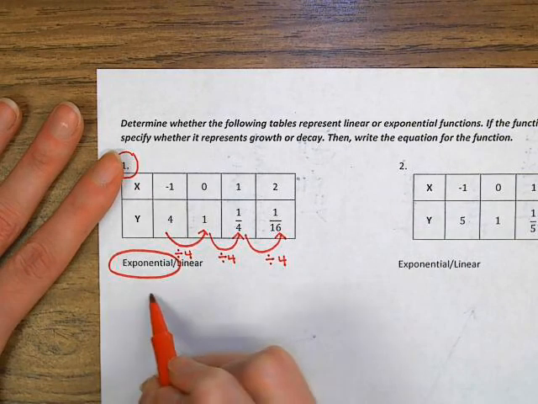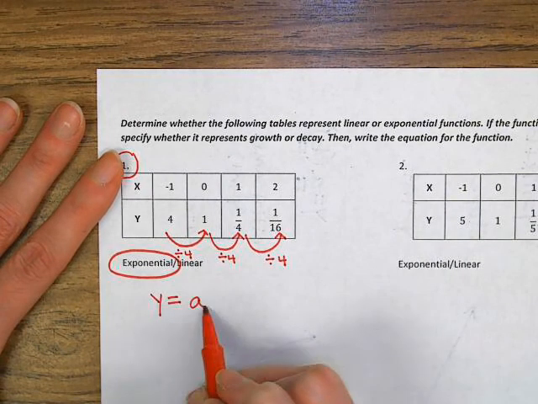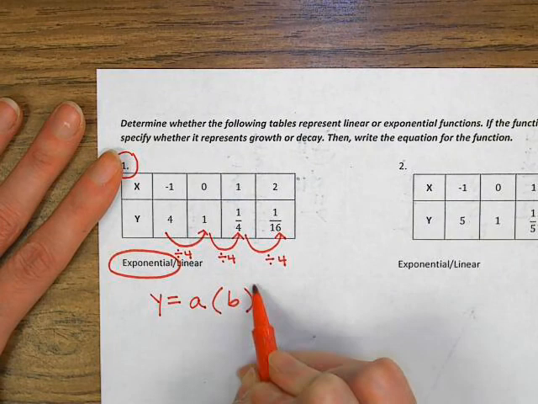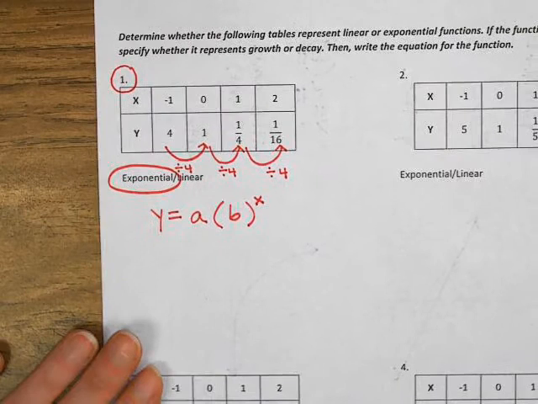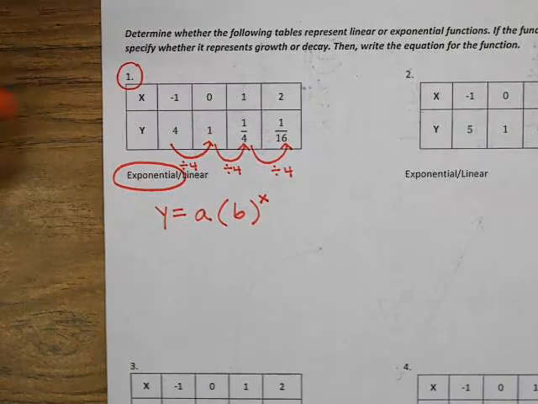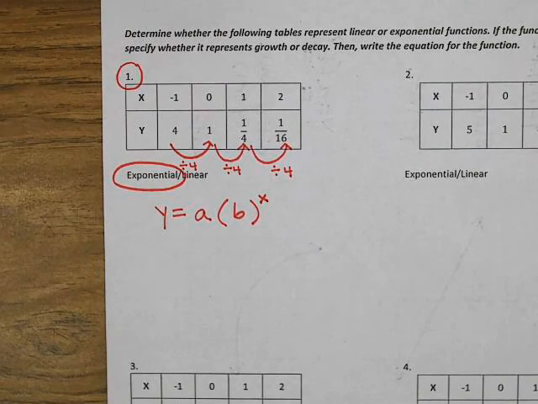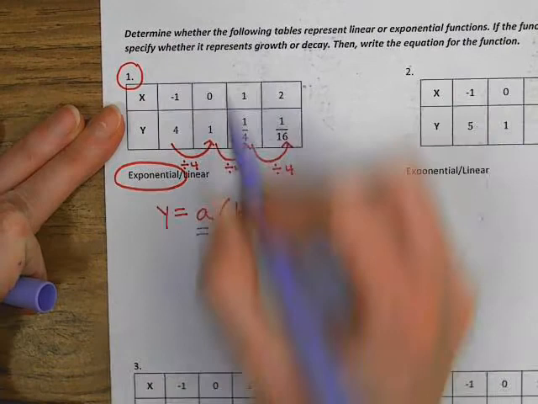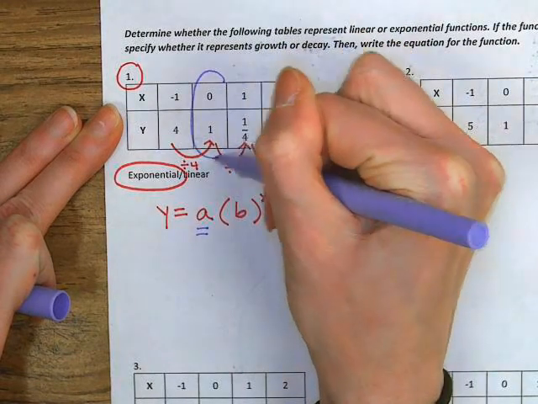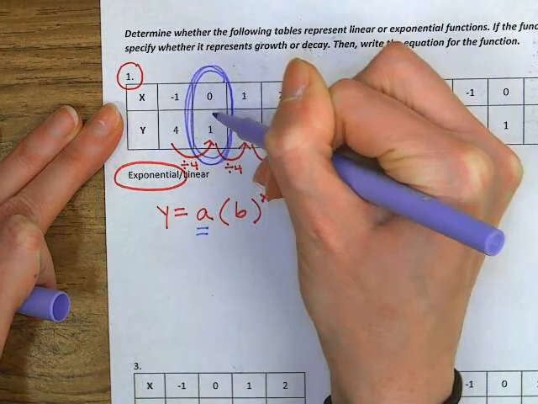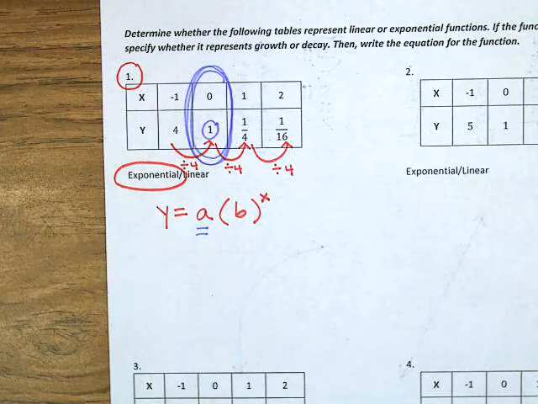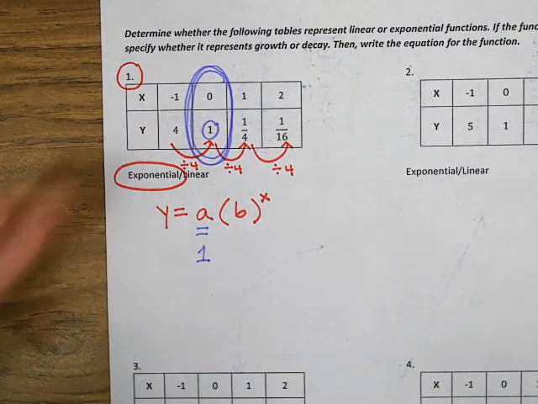All right, so let's write our model. Exponential is y equals a times b to the x power. And we've got to figure out what's what. Okay, so let's find a. A is the starting amount at 0, the y-intercept. So a is going to be whichever y value lines up with x equals 0. So the starting amount, the y-intercept, is 1. It's the y value when x is 0. So a is going to be 1.